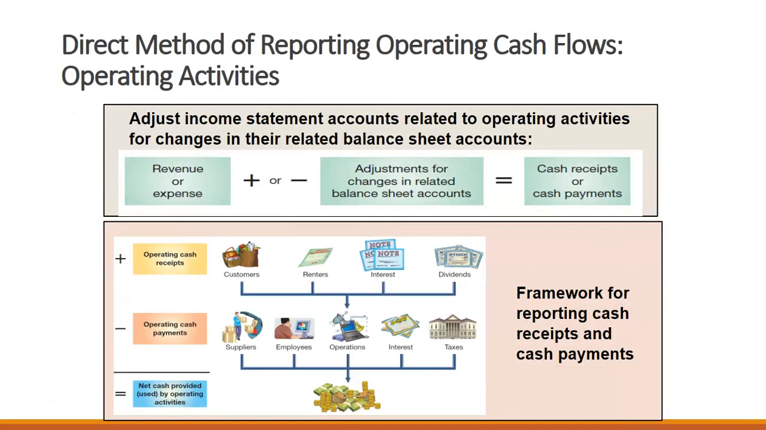So we have adjustments for revenues and expenses. We look at our operating cash receipts, so the money we get from our services and goods, subtracted by our payments out to suppliers, employees, for operation expenses, interest payments, and taxes. So cash receipts minus cash payments equals the net cash provided or used by operating activities.